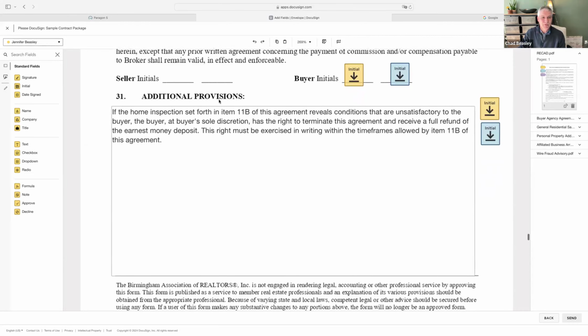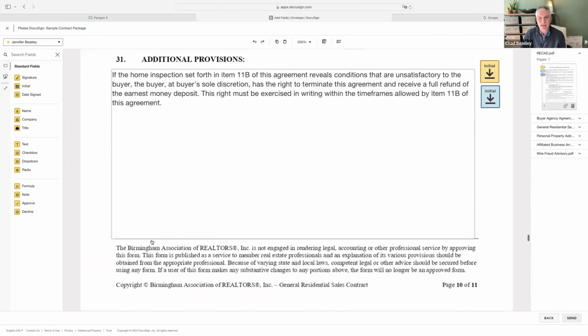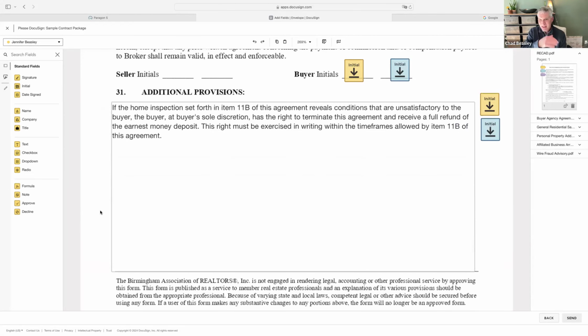Then for number 31, additional provisions, you've got on these 2 pages some blank space where you can write in additional provisions. I've started putting this in here just as a standard thing that basically says if the home inspection covered under item 11B of this agreement reveals conditions that are unsatisfactory to the buyer, the buyer, at the buyer's sole discretion, has the right to terminate this agreement and receive a full refund of the earnest money deposit.